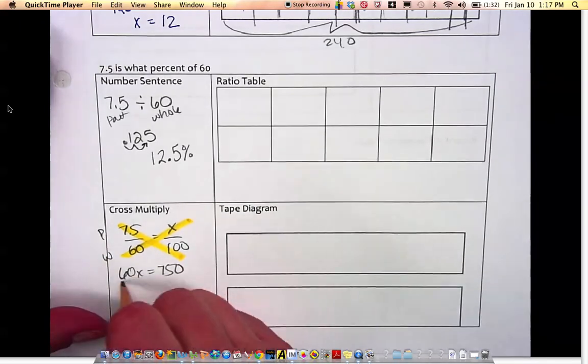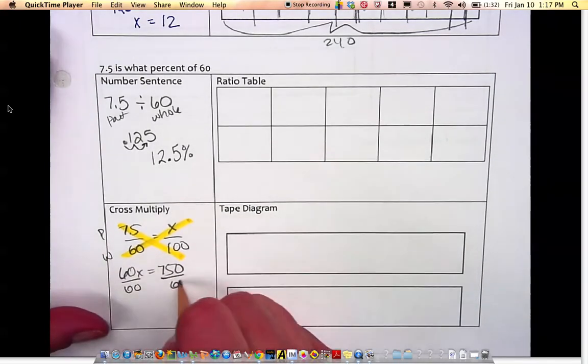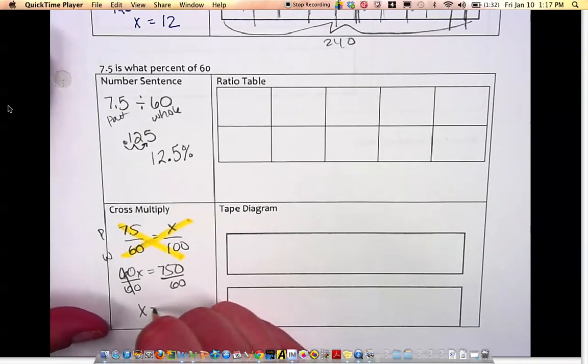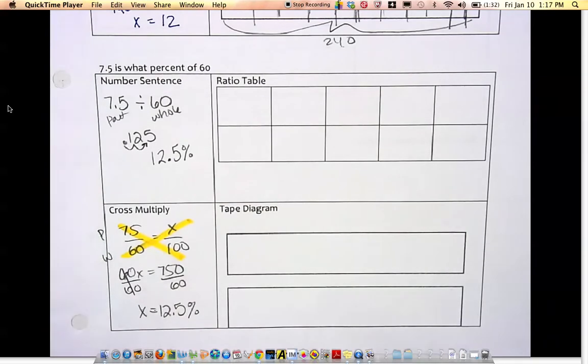Now I'm going to divide both sides by 60. 60 divided by 60 is 1. And 750 divided by 60, using my calculator, is going to be 12 and a half. And then I'm going to add my percent sign. What I like about this strategy is that I don't have to remember to move my decimal point over. It's automatically in this kind of whole number-ish percent form. So that's one of the reasons I like this one. It doesn't give me that extra step of having to move the decimal.